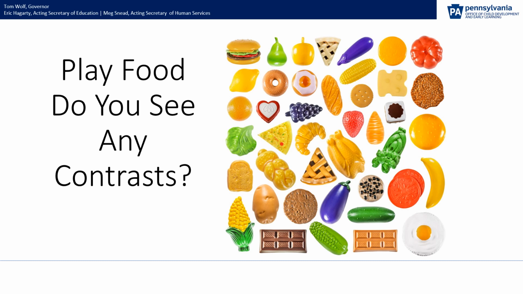Play food. Do you see any contrasts in here? So keep in mind that when an assessment is done, we have to have a contrast. You have to have two items from two different cultures that can be compared. So if you look at the pictures here, you'll see a croissant and you'll also see braided bread. The croissant is from France, the braided bread is Czech. You'll see a slice of pizza and a hamburger. Pizza is attributed to Italy and the hamburger is considered German.